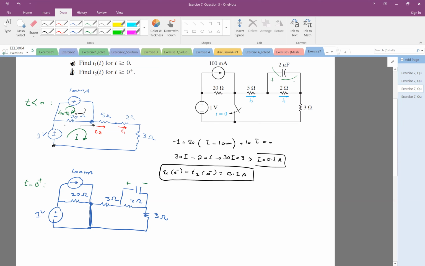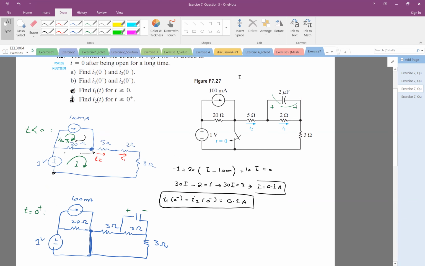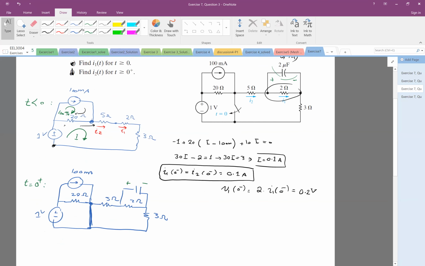So what is this voltage just before we close the switch? If I call this V1, V1 at 0 negative is this voltage, which is exactly the voltage also across these 2 ohms. So it is 2 times I1 at 0 negative. So 2 times 0.1, 0.2 volts. Okay, very good. So the capacitor is charged by 0.2 volts.